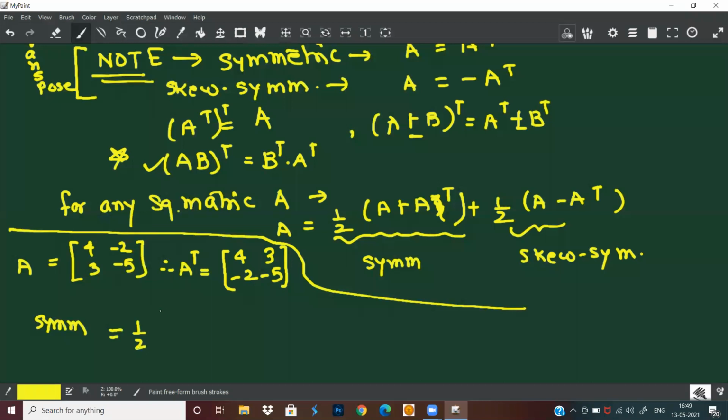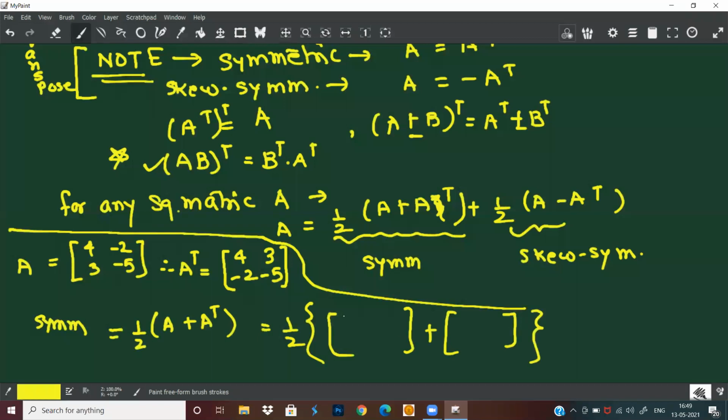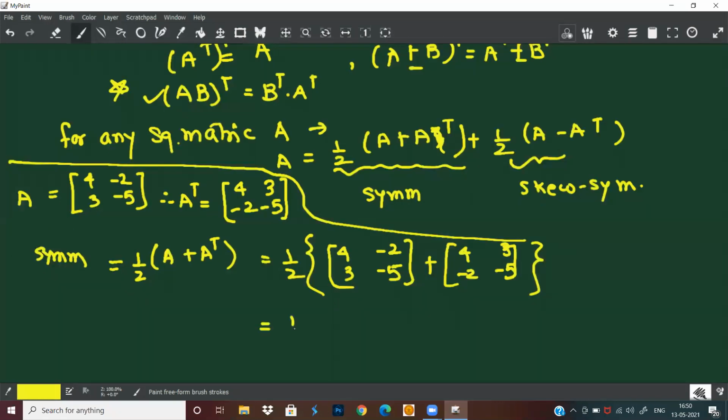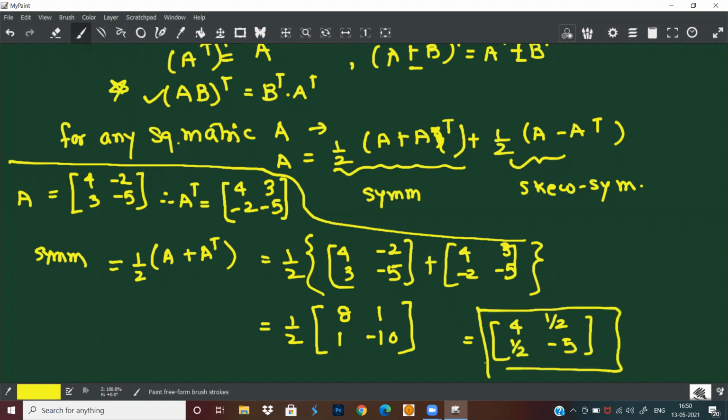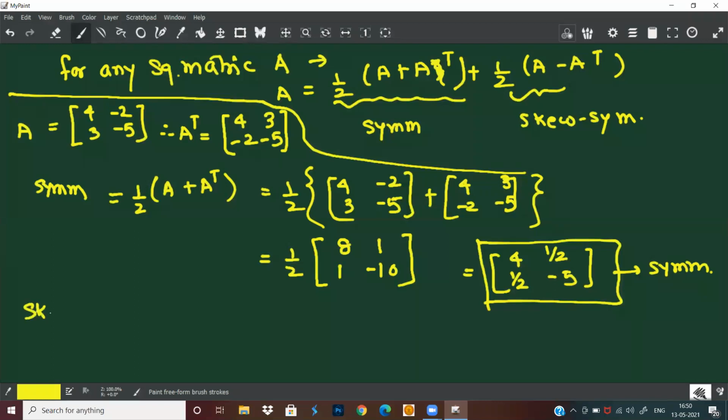So symmetric part will be half of A plus A transpose. That is half of this matrix A plus this matrix A transpose, which is 4 minus 2, 3 minus 5, plus 4, 3, minus 2, minus 5. If you want, you can multiply. And so this is the symmetric part. This part is symmetric. And for skew symmetric, find half of A minus A transpose.